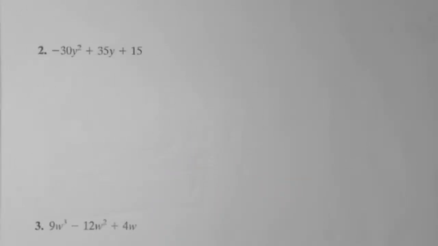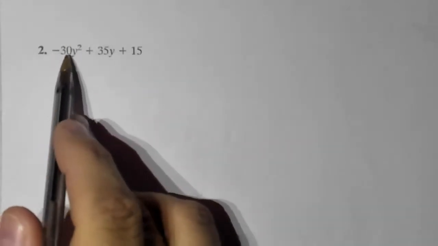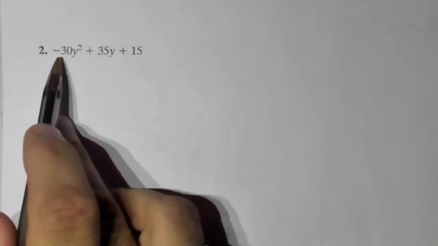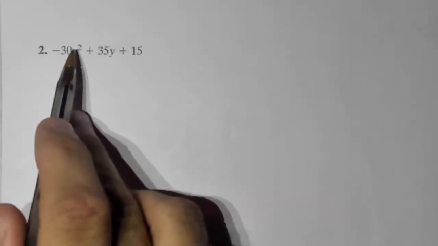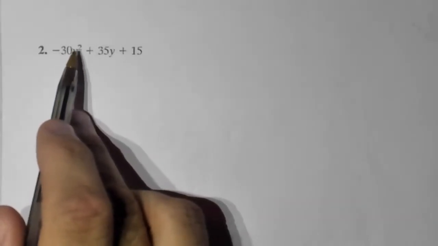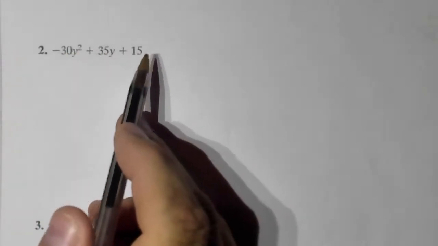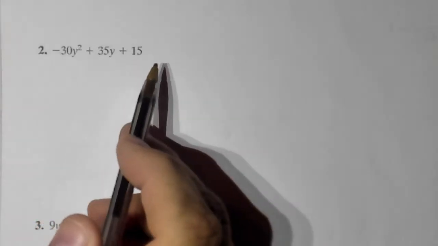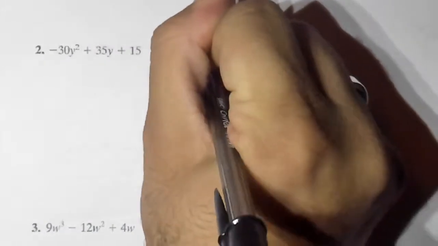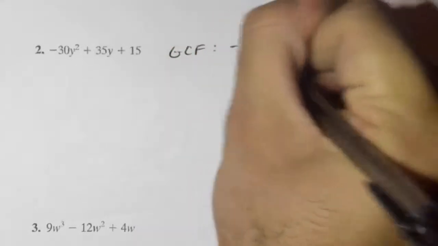Greetings, mathematicians. I do want to show skills practice number 2 only because the leading term is a negative, and when your leading term is negative, you do want to factor out a negative GCF. So for the numbers 30, 35, and 15, the numerical GCF would be 5. However, because of the negative in front, we're actually going to factor out a GCF of negative 5.